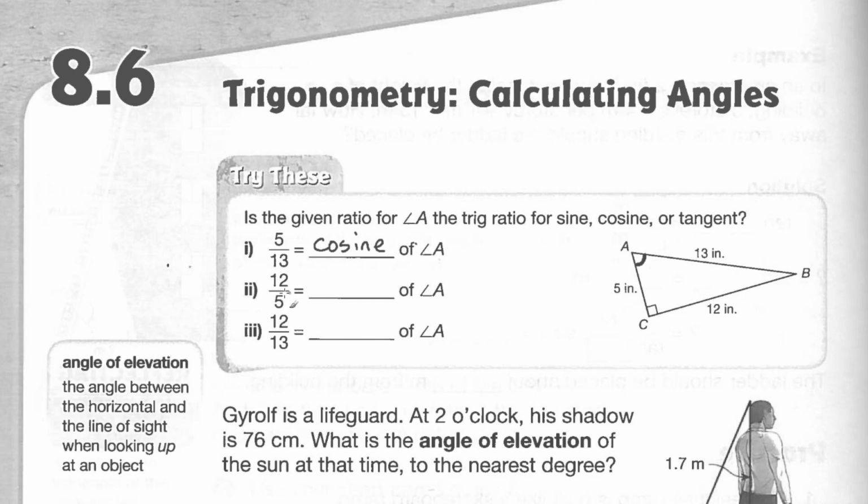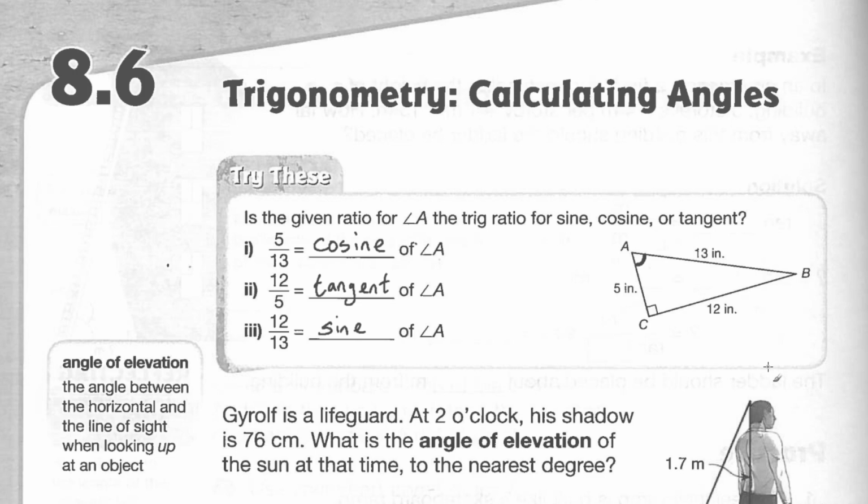For number 2, 12 over 5. 12 is the opposite side, so I have opposite over adjacent, which is my tangent ratio. Finally, I have 12 over 13, which is my opposite side divided by my hypotenuse, which is my sine ratio. Not surprisingly, it's the only one we haven't used yet. So that's it for the try these, the review of these guys.